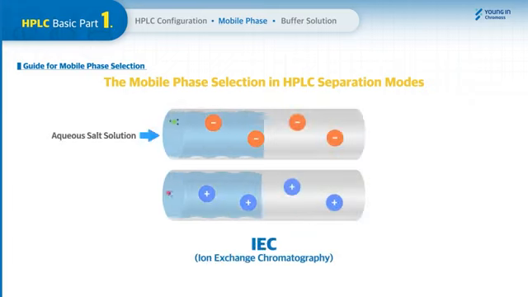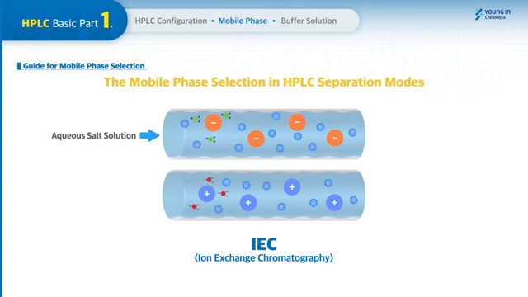In ion exchange chromatography, the separation depends on ionic interactions between ionic and polar molecules, and an aqueous salt solution is commonly used as the mobile phase. It's common to use a buffer solution to adjust the strength and selectivity of the solvent by managing pH and salt concentration.